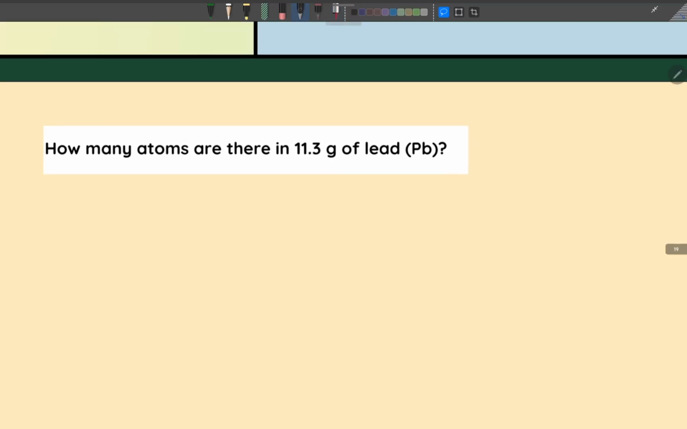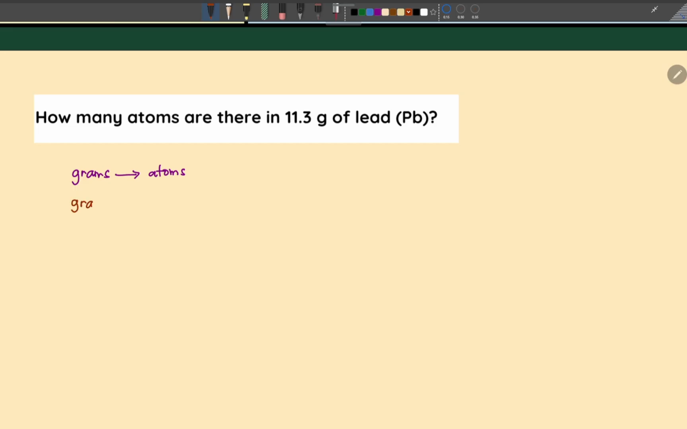How many atoms are there in 11.3 grams of Pb? So the required is to convert. The given is in grams. You have to convert this to atoms. Grams to atoms, use Avogadro's number. Okay, you can't use Avogadro's number immediately. You have to find first the moles. So instead of grams to atoms, you have to move first to grams, to moles, and then to atoms.